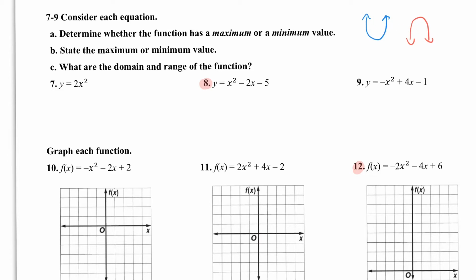How do you know what direction the parabola is going to go, up or down? The A value is going to tell you which direction. If you have a positive A value, the parabola is going to go up. If you have a negative A value, the parabola is going to go down.